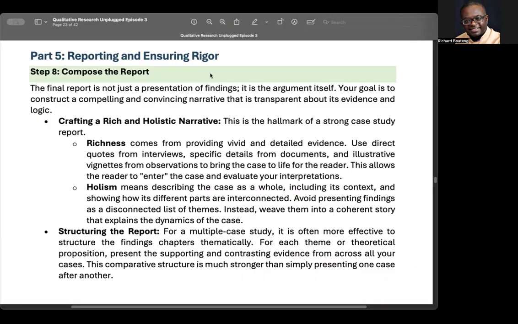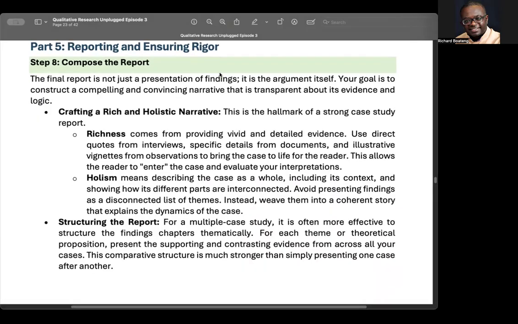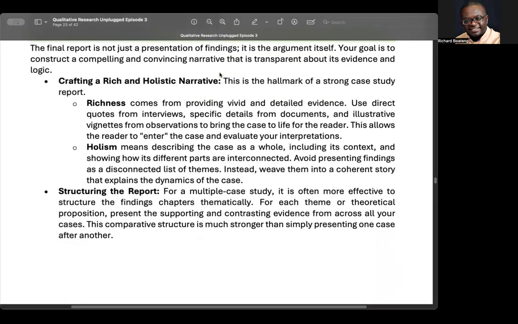Richness comes from using vivid, detailed evidence. Don't just summarize. Show the reader. Use direct quotes from interviews, provide specific details from documents you analyzed, include illustrative vignettes or examples from your observations. This allows the reader to almost enter the case themselves and see the basis for your interpretations. It makes the research come alive. So show, don't just tell. Precisely.